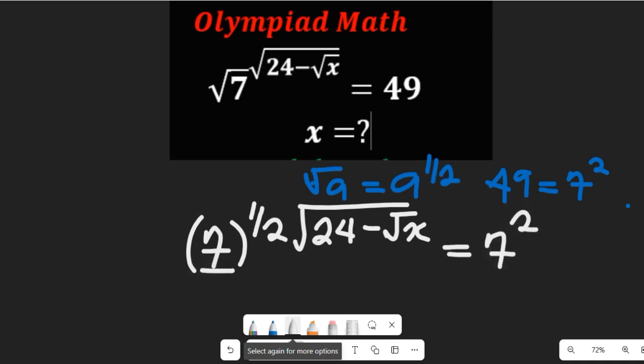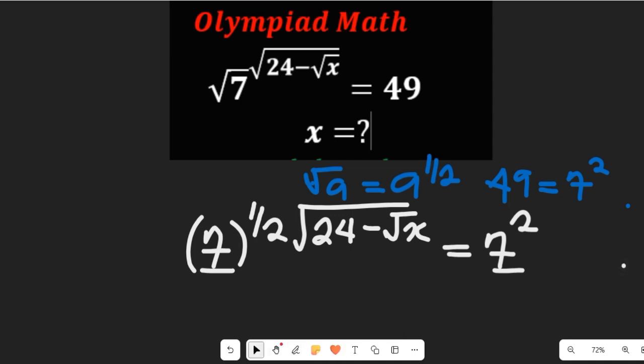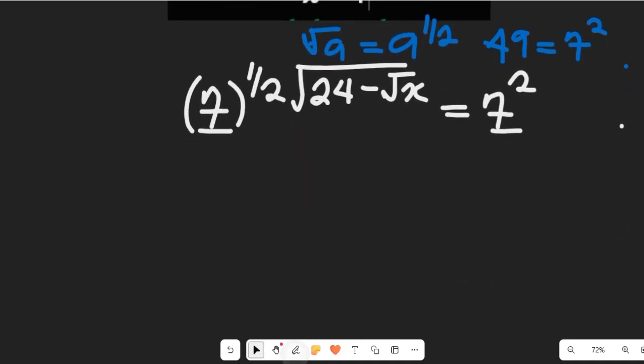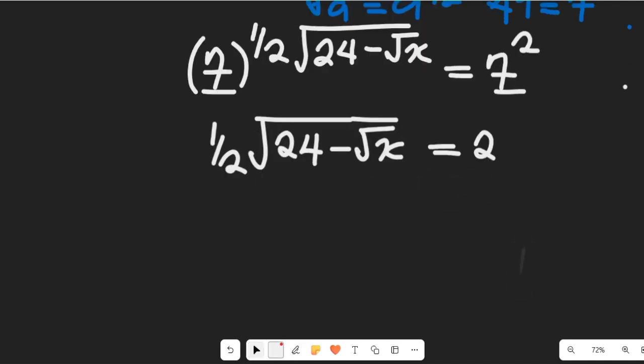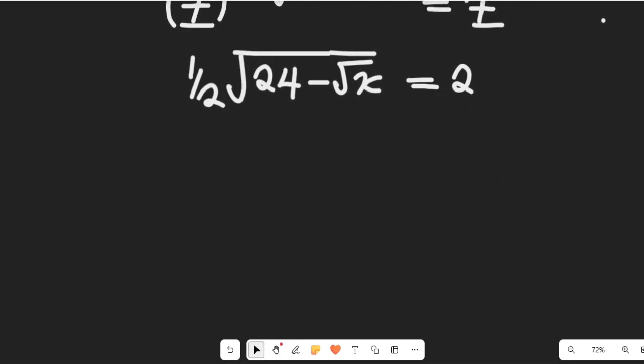Now you see we have the same base, and since we have the same base, the exponents or the powers will equate. So we'll have 1 divided by 2 multiplying the square root of 24 minus the square root of x, right? And this will be equal to 2. Now we have to simplify this. To simplify this, we simply multiply both sides by 2.